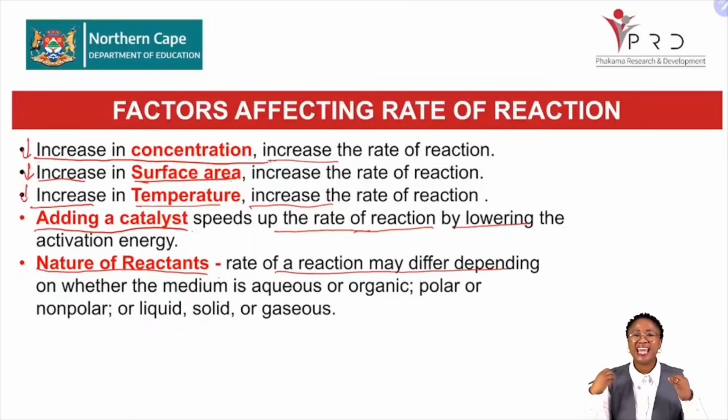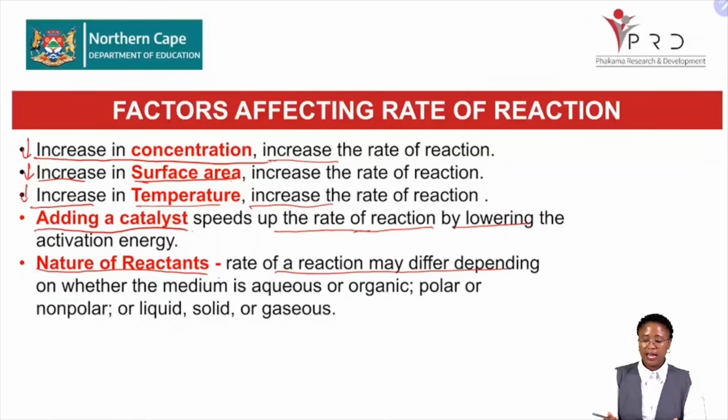But when we are adding a catalyst, we must always add it. So we can't just say catalyst affects the rate of reaction. What about it? So we must indicate that adding a catalyst speeds up the reaction rate by doing what? By lowering the activation energy, and it creates a different pathway for energy to do what? To pass through. Remember that a catalyst does not form part of the reactant, it does not form part of the product, but it is just there just to make the reaction to be faster.